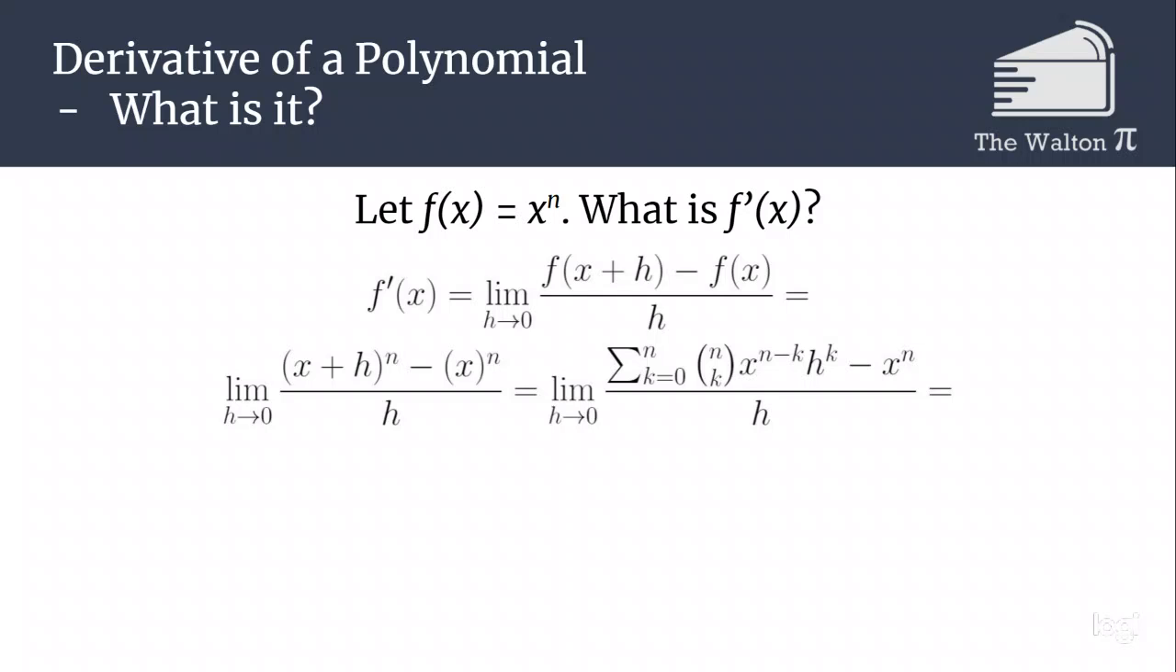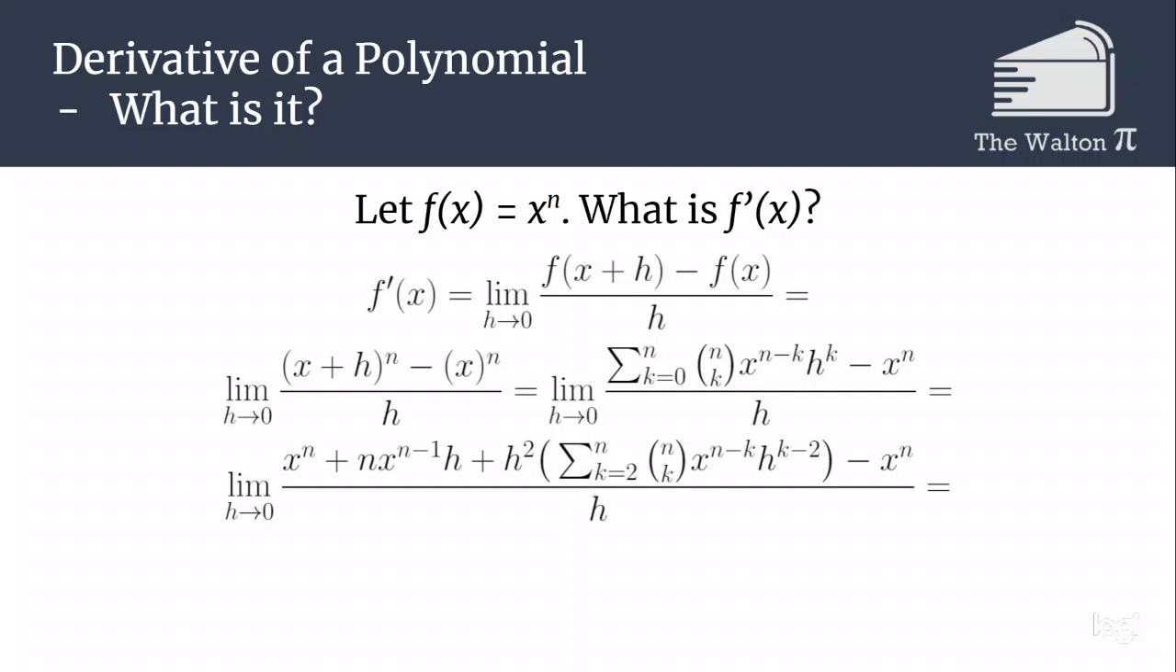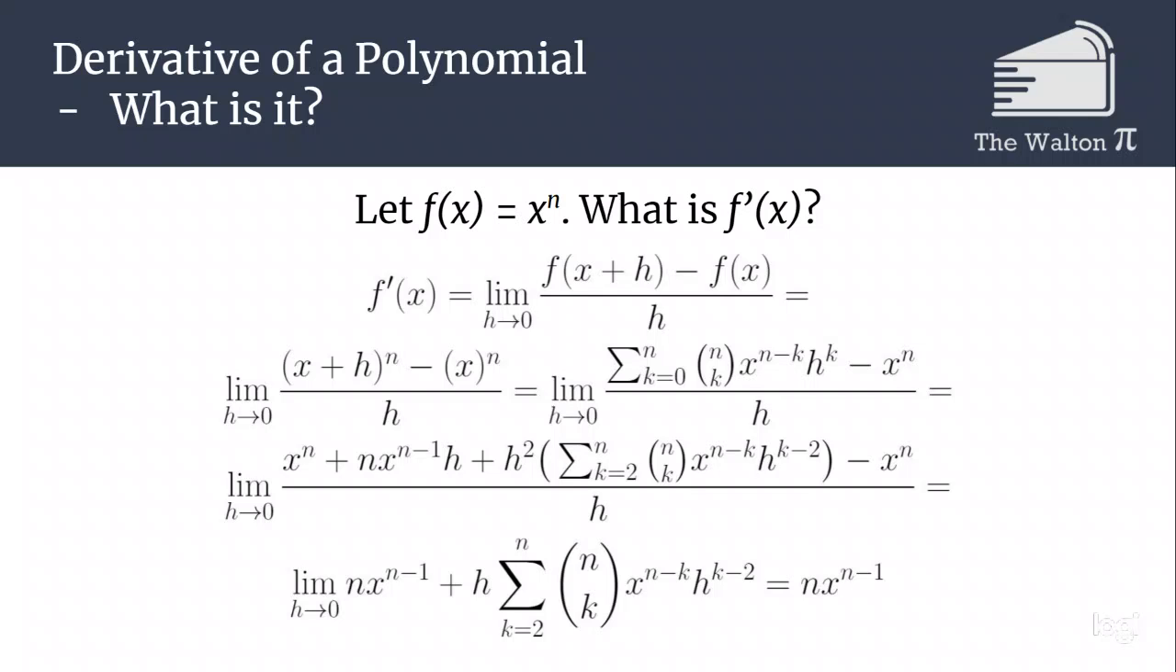Now, for (x plus h) to the n, there's a theorem called the binomial theorem that allows us to expand that out into a series. That series is a little bit complicated, but we're able to pull a bunch of stuff out and rewrite it, which simplifies to the limit as h goes to 0 of n times x to the n minus 1 plus h times the sum from k equals 2 to n of n choose k, x to the n minus k, h to the k minus 2. Now as h goes to 0, that entire sum is going to end up being multiplied by 0, which means all we are left with is n times x to the n minus 1.